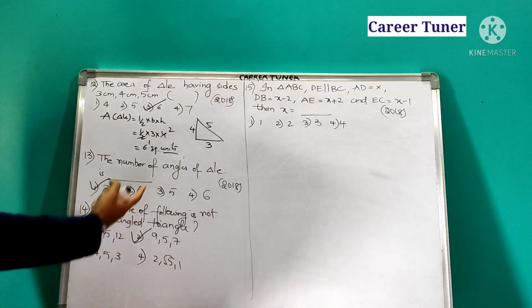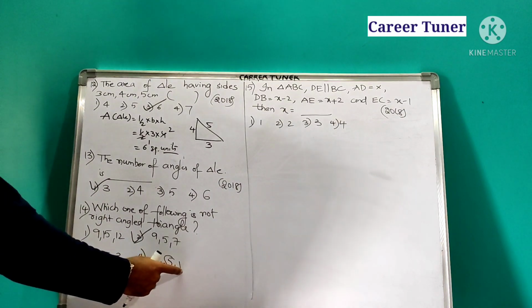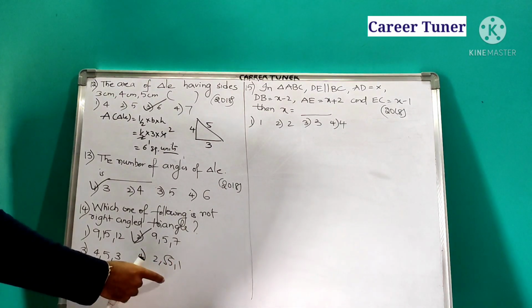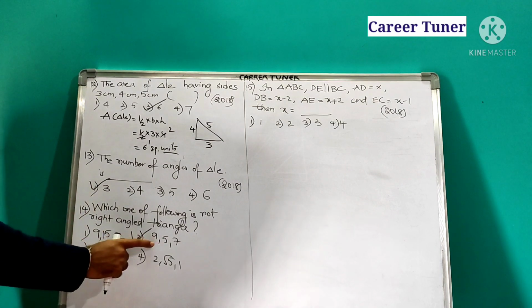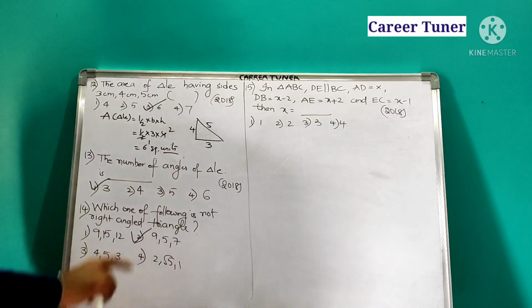Next, 3, 4, 5, we have already done. Next, 2, root 5 and 1. 2 square is 4 and 1 square is 1. 4 plus 1 is root 5 square, that is nothing but 5. So this is also a Pythagorean triplet, and so are the others. So this one is not a Pythagorean triplet, so these cannot be a right angle triangle.